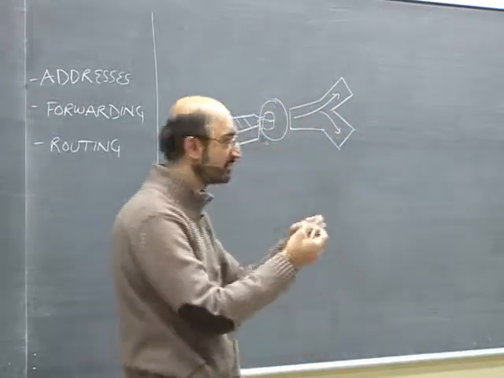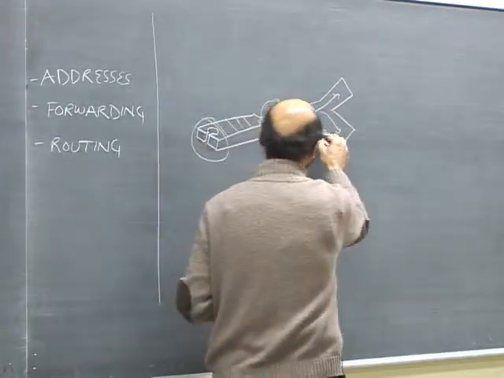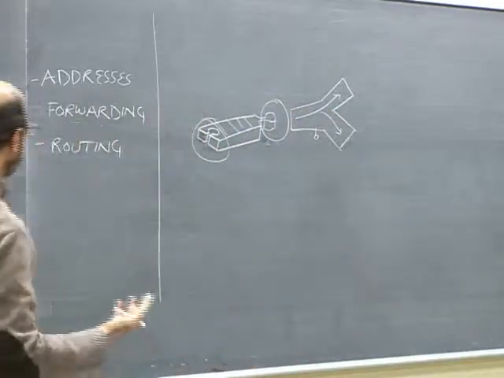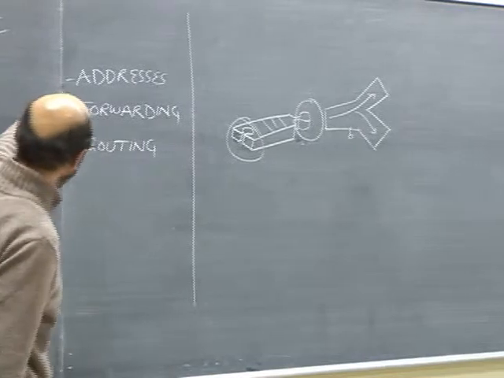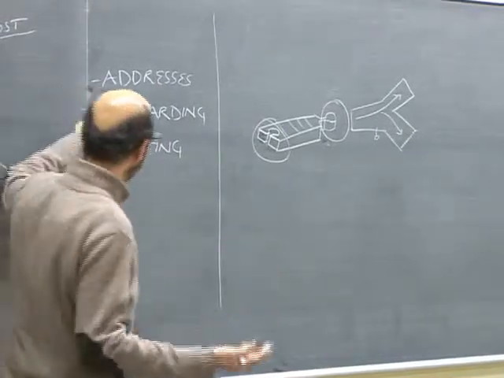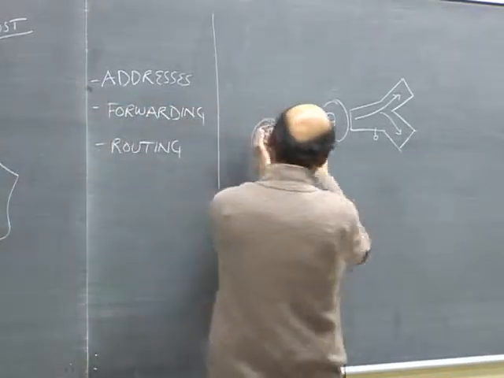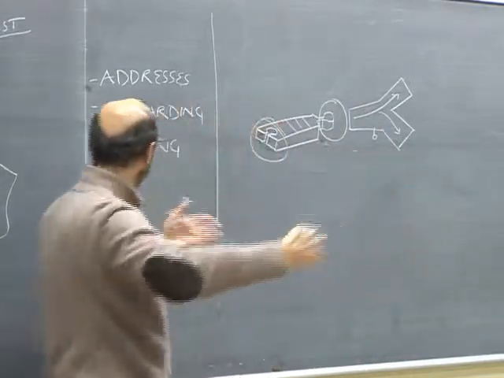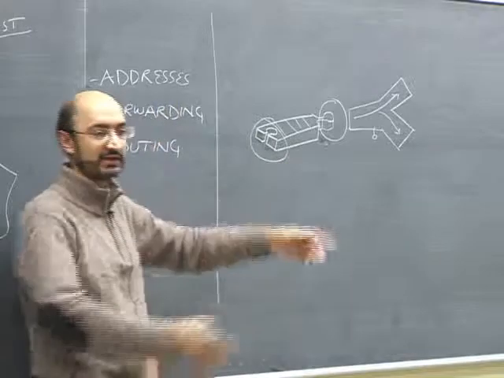In a train track, you have a little lever thingy, and you pull and push it, and it makes the train go one way or the other, right? And that's exactly what you need to do. So addresses tell us where we want to go. Forwarding is the process by which we snap these two things together, so they form a path. And routing is making those decisions about where the train is going to go.